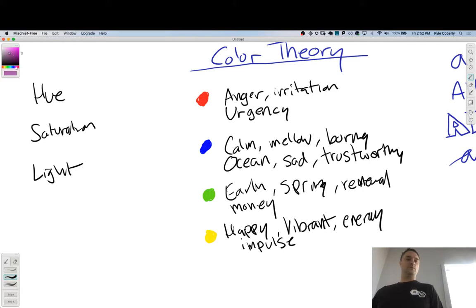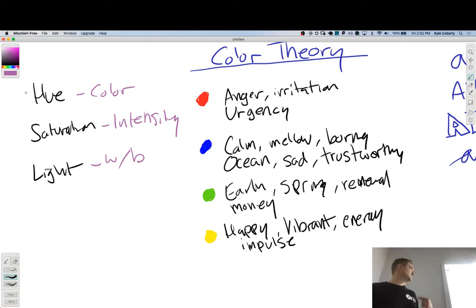So we'll say that that's the color, the intensity, and we can think of this as how much white or how much black. All the way light is white in everything. So that's all the way white, that's all the way black. And if we want to make something grayscale, we desaturate it.